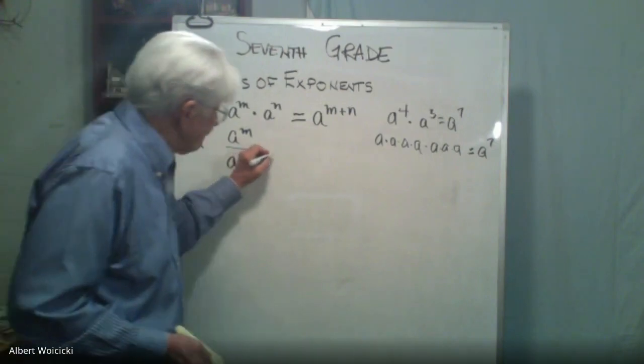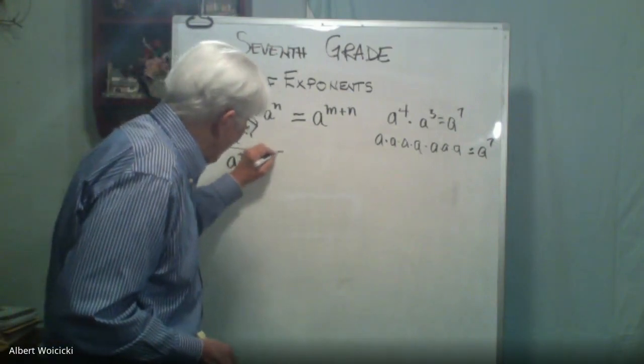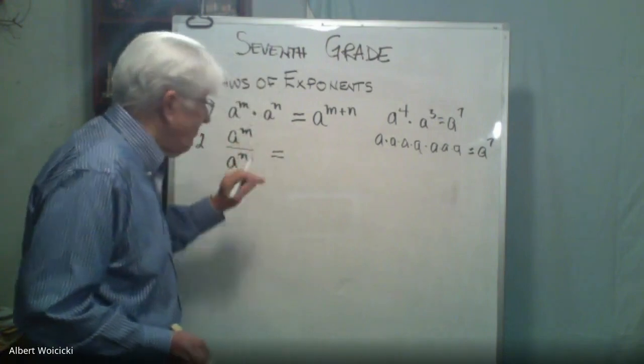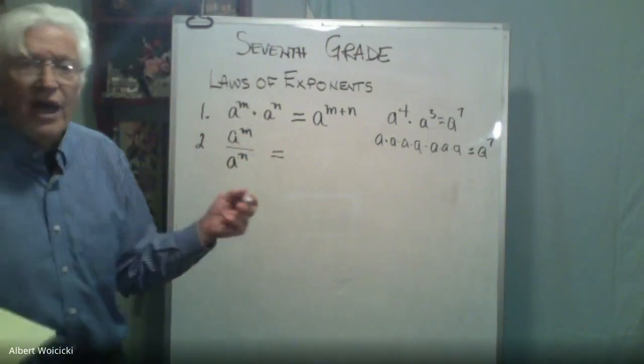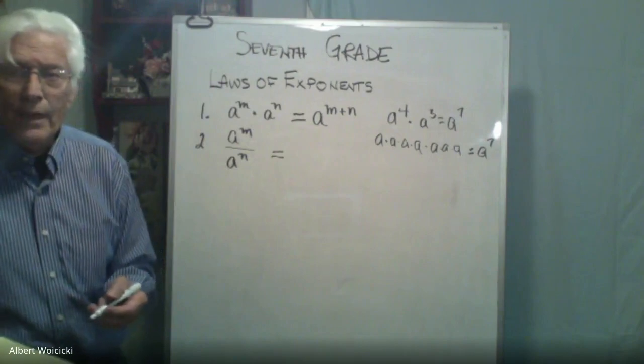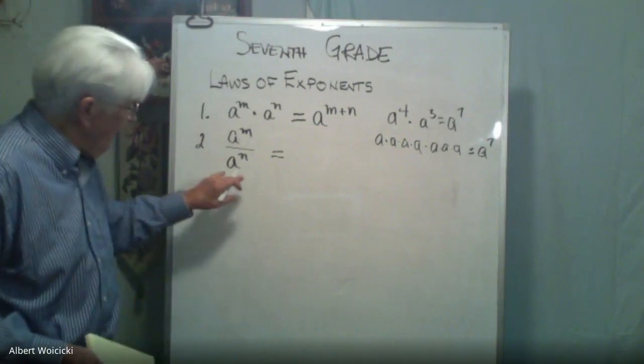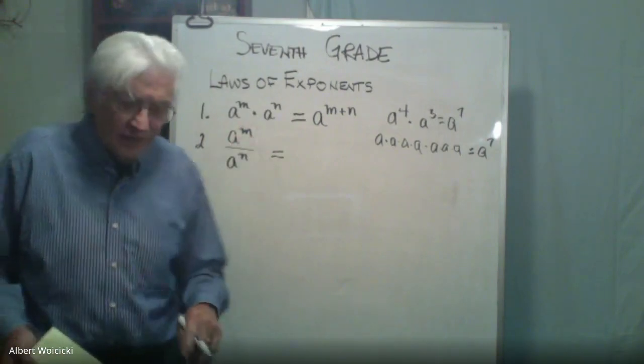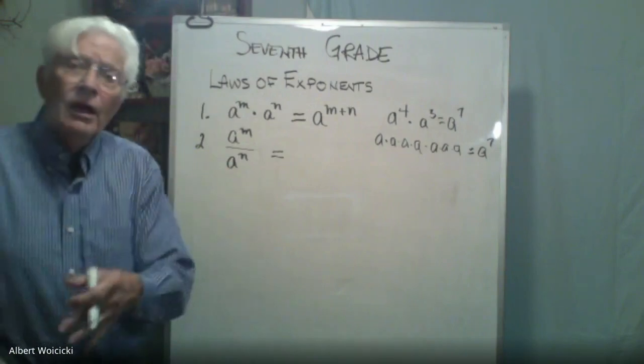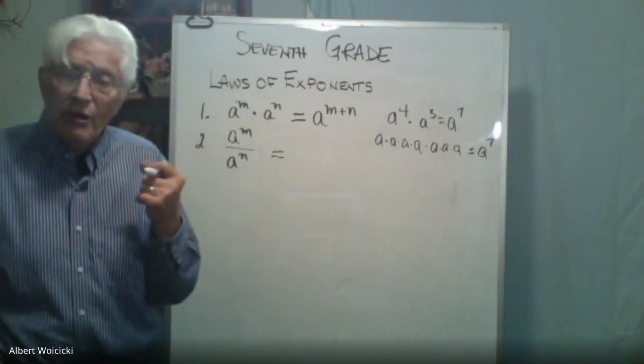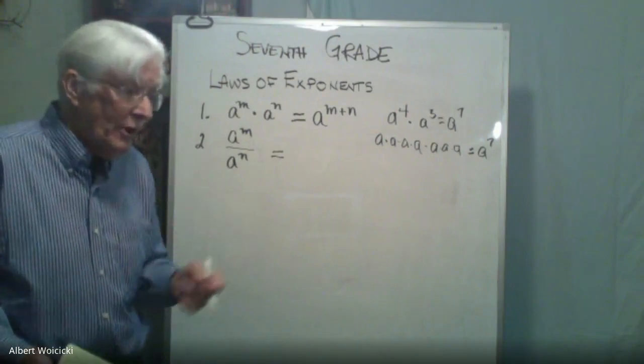So think about it this way. Let's say m is bigger than n. m is 5 and n is 2. And this guy lives downstairs, this guy lives upstairs. Say, you coming to my party? Yeah. So get upstairs, come to my party. Okay, I'll come to your party.